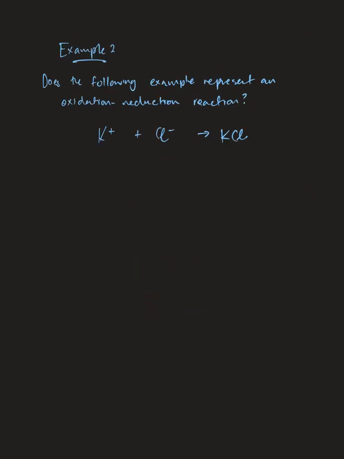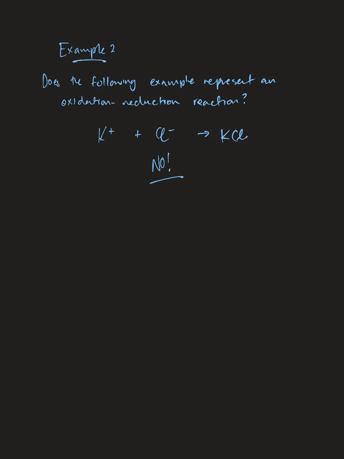Let's look at this example. It says, does the following example represent an oxidation reduction reaction? So I've got a K plus ion, potassium ion, plus a chlorine ion, and then I get something that's neutral. So is it redox? No, it is not, right?